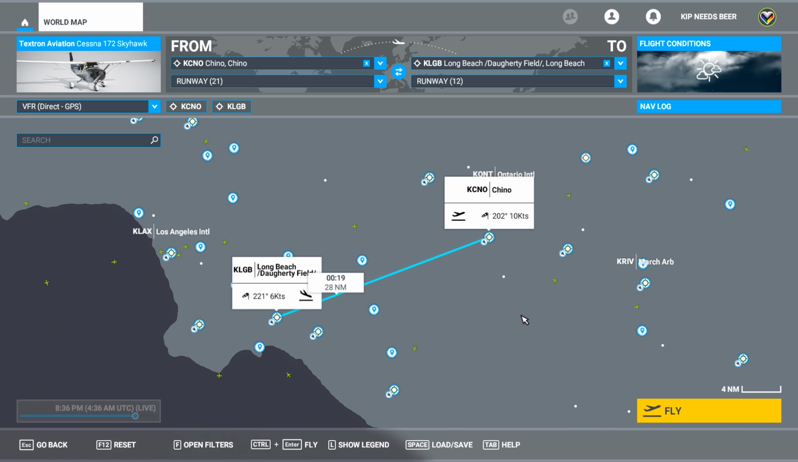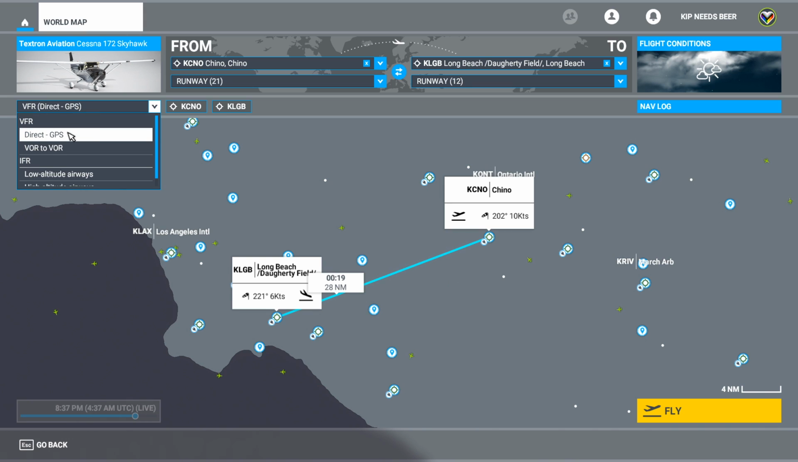Okay, so I've gone ahead and chosen Chino as my departure airport and Long Beach as my arrival. And when you plan a flight using the world map, the default type of flight is a VFR flight that is direct with GPS. And you can see that listed right here in this dropdown.